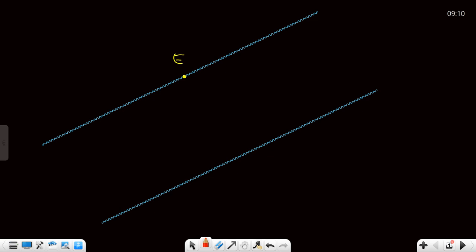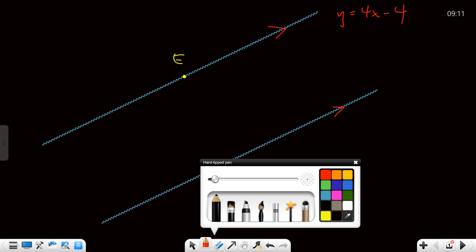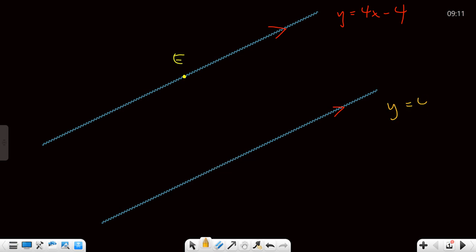And these two lines are parallel. You can think of them like train tracks. Train tracks are always parallel to each other. If they're not, the train crashes. And we want to know the distance between those train tracks. For discussion purposes, let's use some equations. We'll make this train track y equals 4x minus 4, and we'll make this train track y equals 4x plus 7.